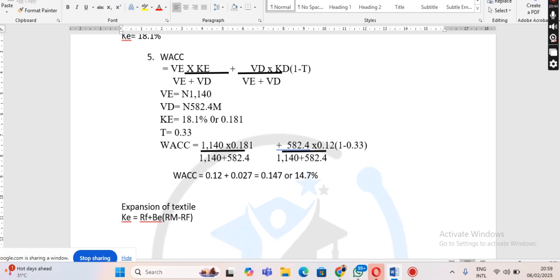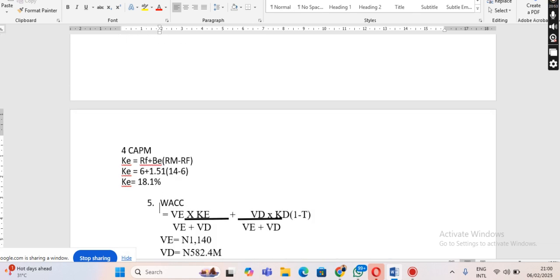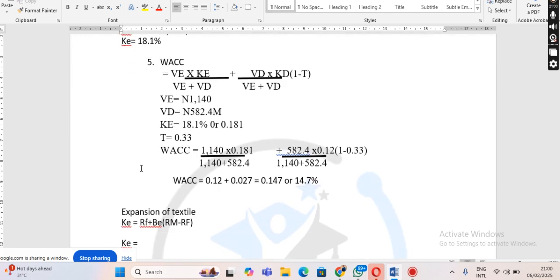So class, the cost of equity. Give me the figures. Risk free. What is the risk free here? Let me copy all these things. So what is the risk free? What is the beta for TL, class? What is the beta for TL?